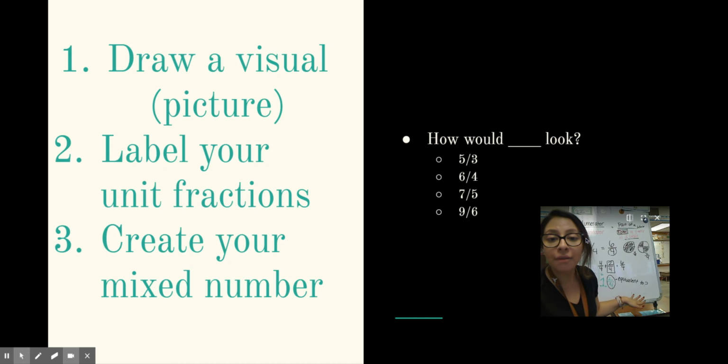So guys, that's really all I have for you. Like I said, first, you need to make sure you draw a picture. Second, label your unit fractions, if that helps you. You could say 1/4 plus 1/4 plus 1/4 plus 1/4, and that all gives you 4/4. If you don't think labeling unit fractions helps you that much, you don't have to. You can just label it as you would like, and go from your picture to help you create your mixed number, definitely.